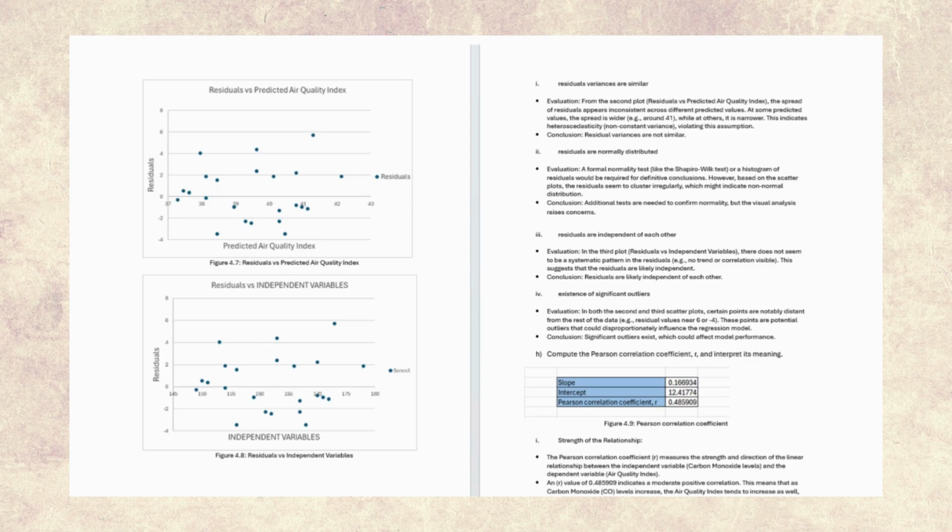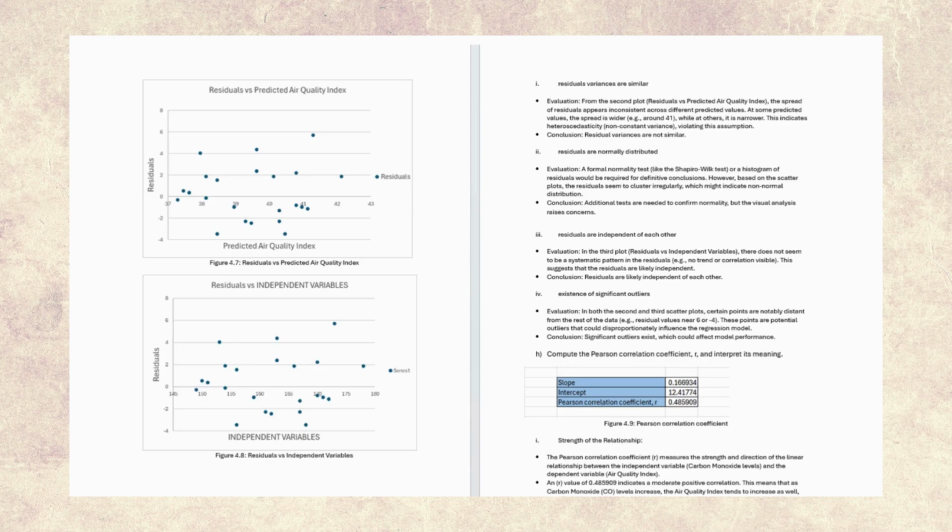Are the residuals normally distributed? A formal normality test like the Shapiro-Wilk test or a histogram of the residuals will be required for a definitive conclusion. However, based on the scatter plot, the residuals seem to scatter irregularly, which may indicate a non-normal distribution. For the conclusion, additional tests are needed to confirm normality, but the visual analysis raises concern.